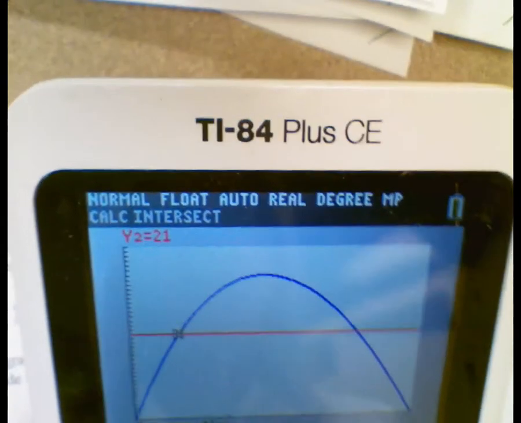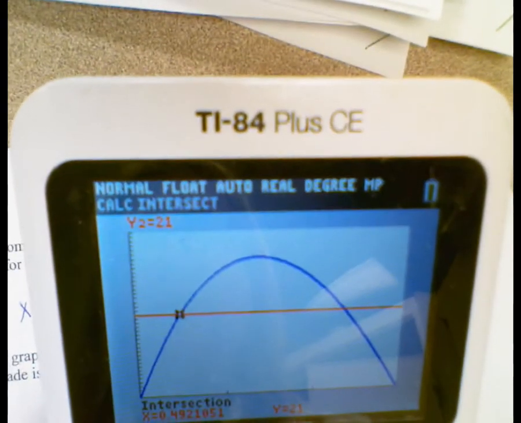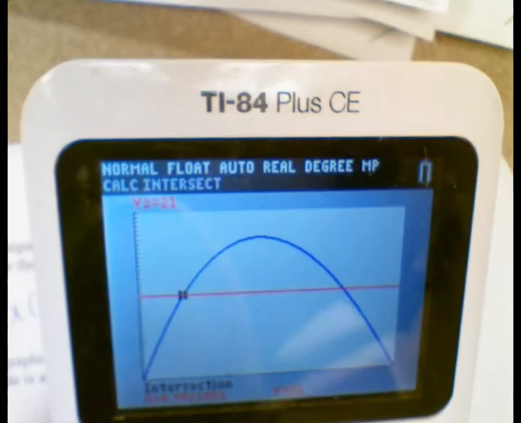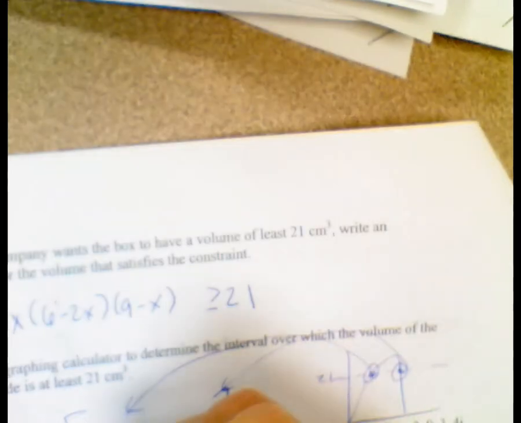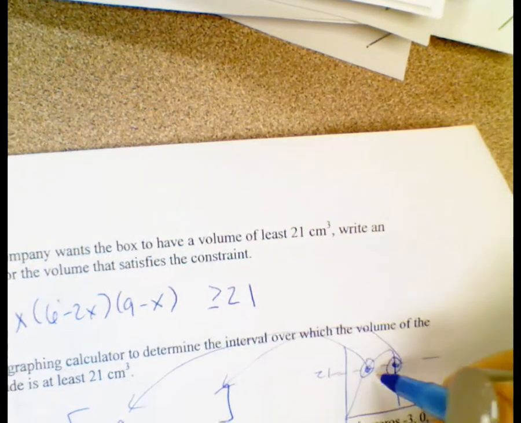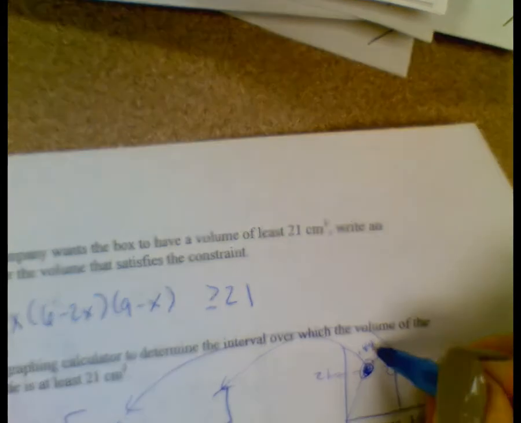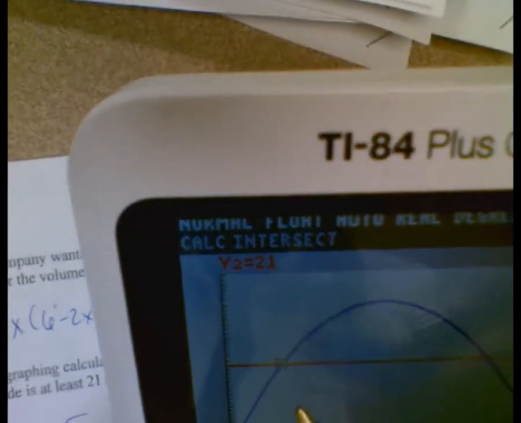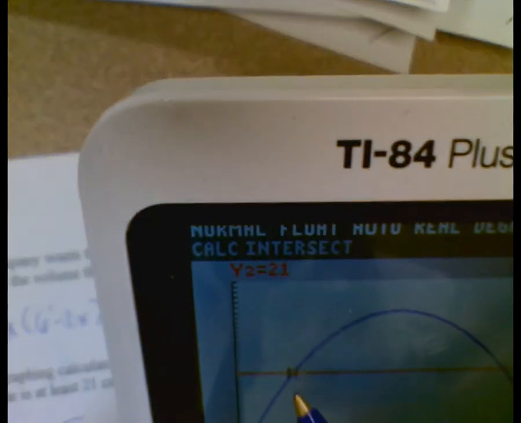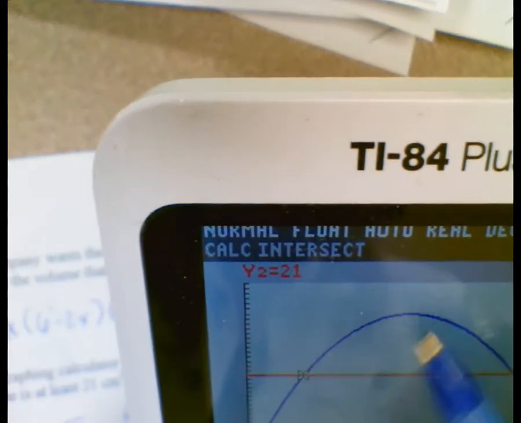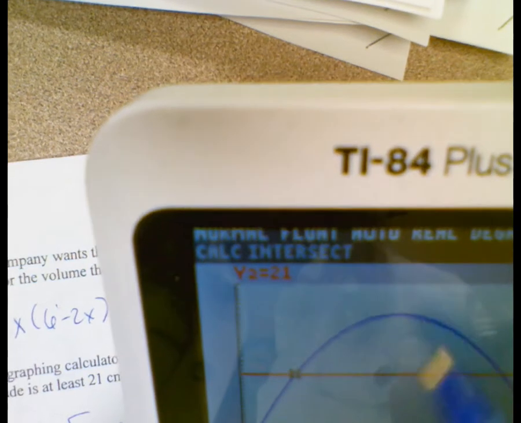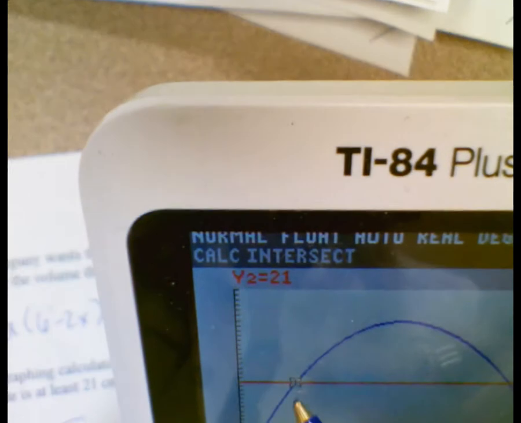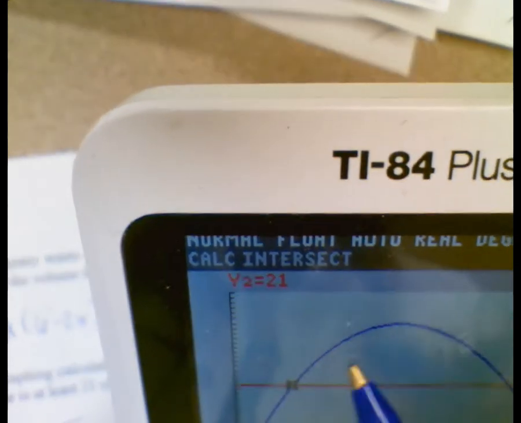Press enter again. And your intersection is 0.4921. It should be 21, right? Because you're intersecting with that line. 0.49 is this. So this point right here was 0.4921, but we need the 0.49 part. That's the first interval. So anything cut out 0.49 or greater is going to give you a volume of at least 21. It's 21 here, or anything greater than that is going to be greater than 21. So that's the at least part. So all of this works.